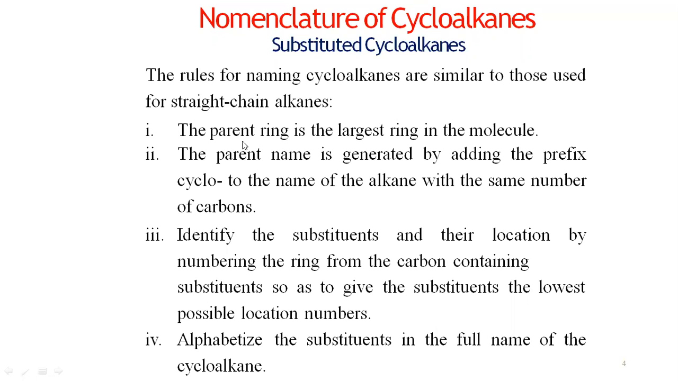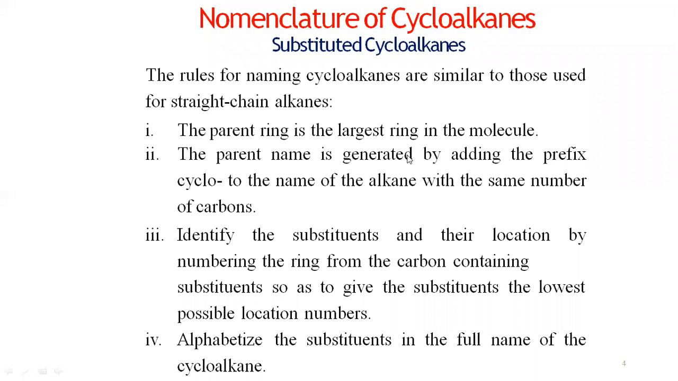What is the first rule? The parent ring is the largest ring in the molecule. So in the case of alkanes, we select a parent chain. Here we are going to select the parent largest ring. Instead of a chain, only the ring is there.